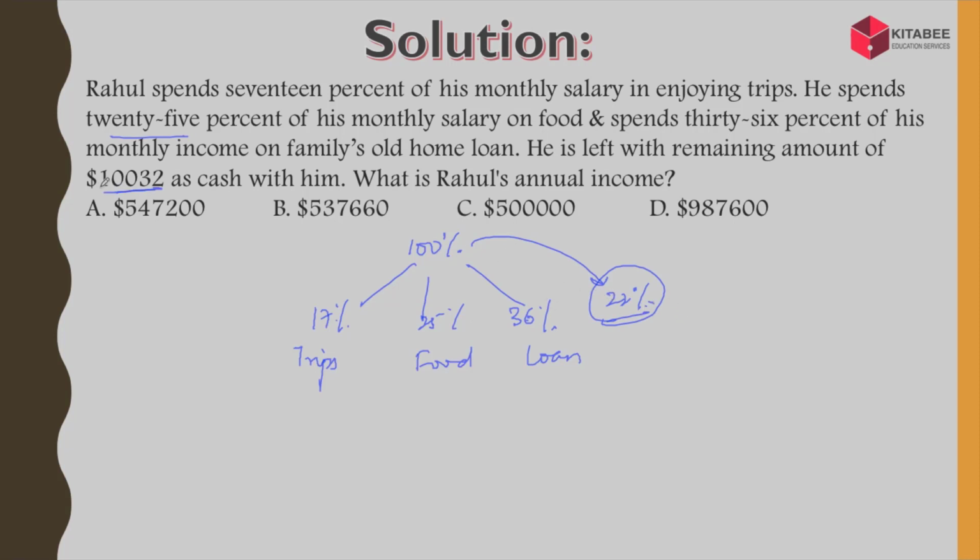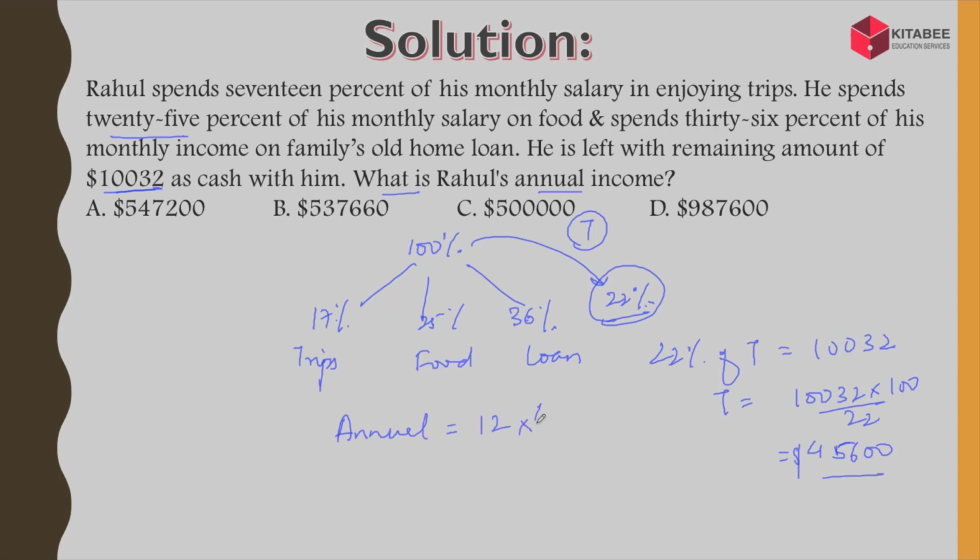And 22% actually amounts to this value. So what I can say is, let's say the total monthly income is T. So 22% of T should be equal to 10032, right? So on solving, T would be equal to 10032 into 100 upon 22, and this value comes out to be 45600. So the total monthly income is 45600, right? But we have to find out Rahul's annual income. So annual income would be 12 into the monthly income. Monthly income is 45600. So this comes out to be how much?